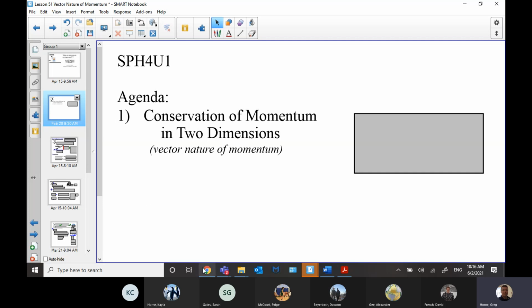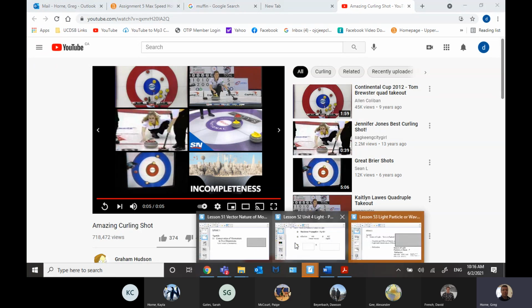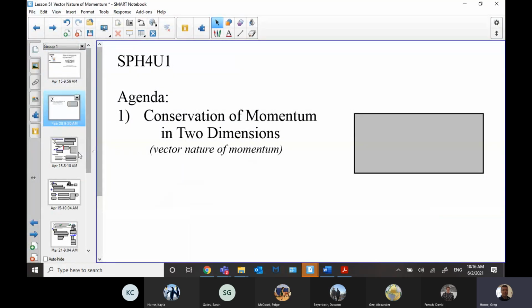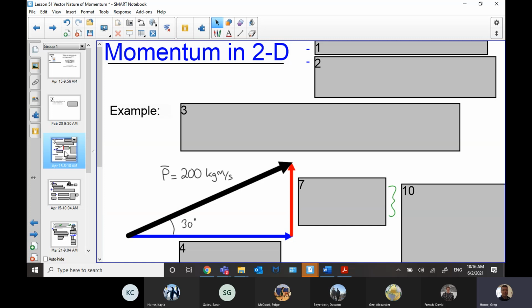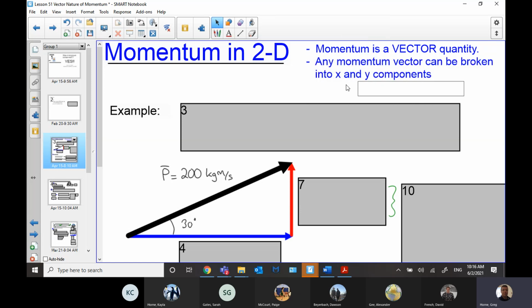In that crazy curling shot, there's a whole bunch of 2-dimensional angles. It's not just forwards and backwards, so we need to be able to deal with that. This is momentum in 2 dimensions. Momentum, we know, is a vector quantity, but what we haven't been doing yet is breaking that vector into x and y components. When we have a 2-dimensional example, we have to deal with the x's and the y's separately.